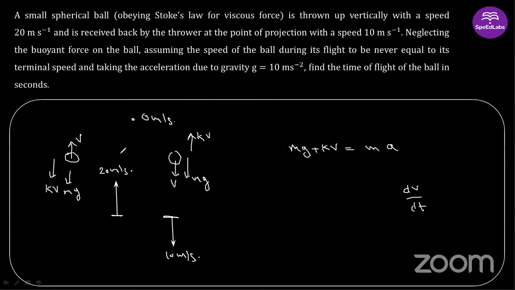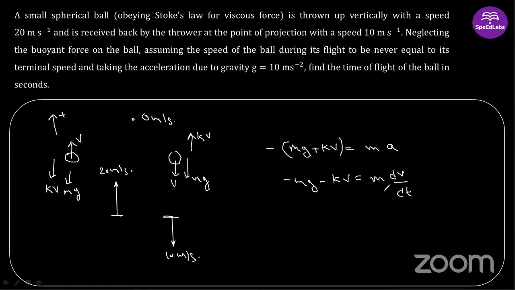Or you can write, let us say everything in the upward direction is positive. The net force is equal to mass into acceleration. Acceleration is negative only. We just write that, and then we write acceleration as dv by dt, so one minus has to come into the picture. Now this is minus mg minus kv equal to m dv by dt.